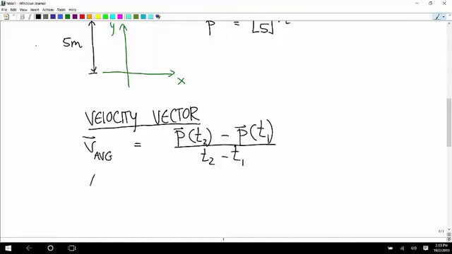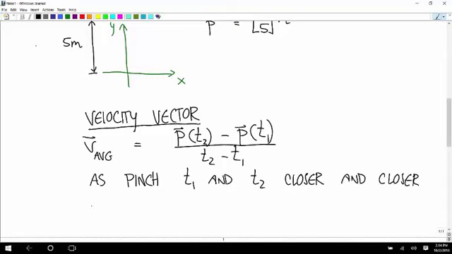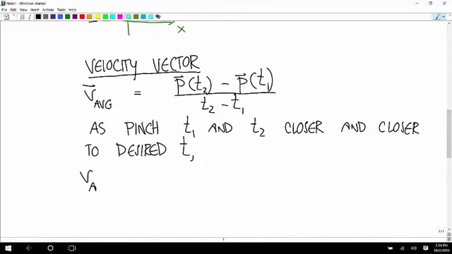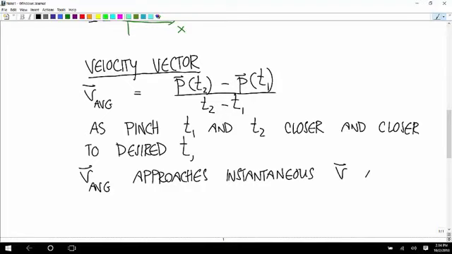And then in order to define the instantaneous velocity, as you pinch these values of T1 and T2 closer and closer to your desired value T, that average velocity vector approaches the instantaneous velocity vector at the time T. Okay, so that's defined the same way.